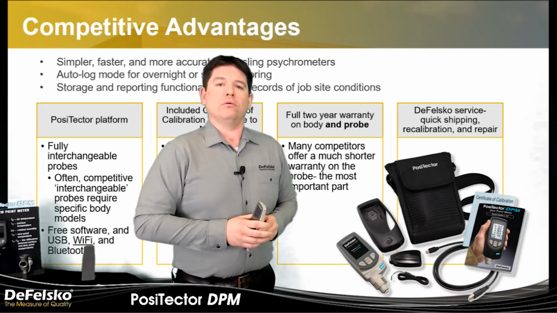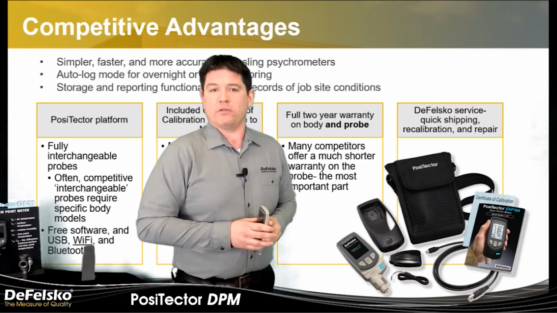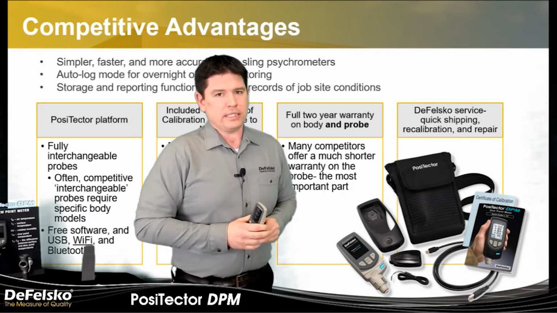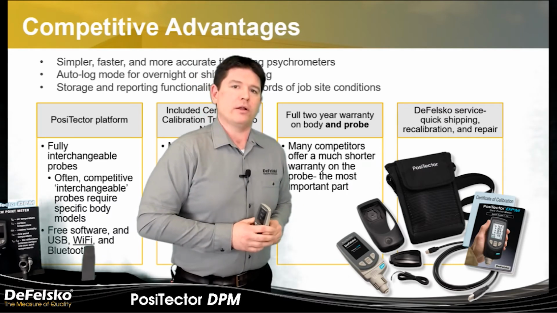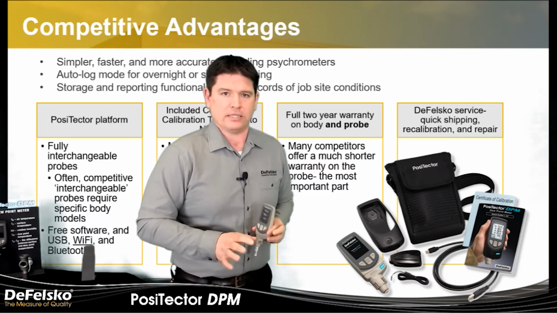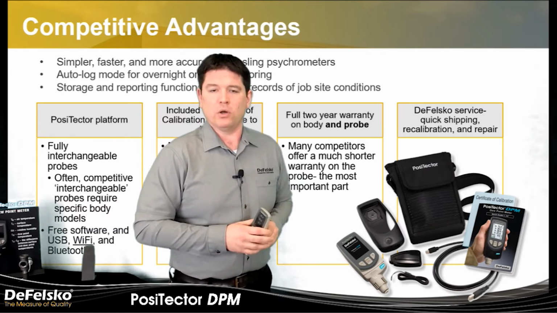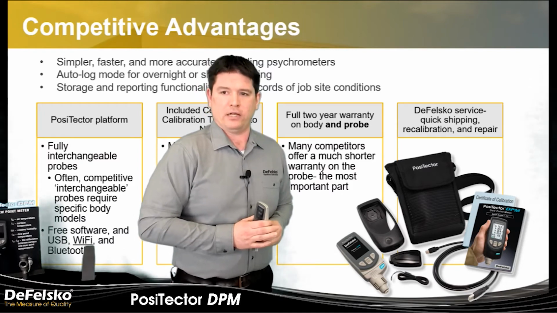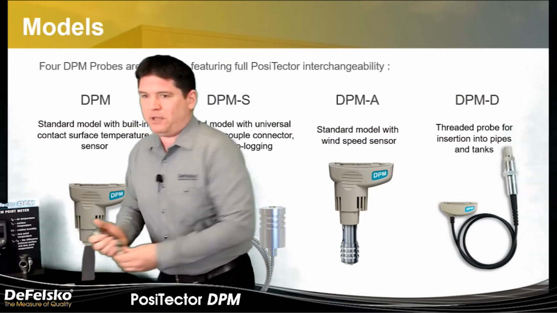One note on recalibration of a PosiTector DPM, because we do have to put the instrument through its entire range of relative humidity and temperature, it does take a little longer than our other gauges. Whereas a PosiTector 6000 we will turn around in 1 day for recalibration, a PosiTector DPM can take 5 to 7 days to get recertified, and that's just because of the nature of the probe. So just something to be aware of and something to make your customers aware of if you are sending probes in for recalibration.